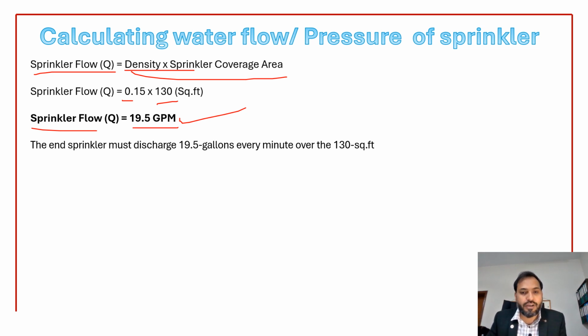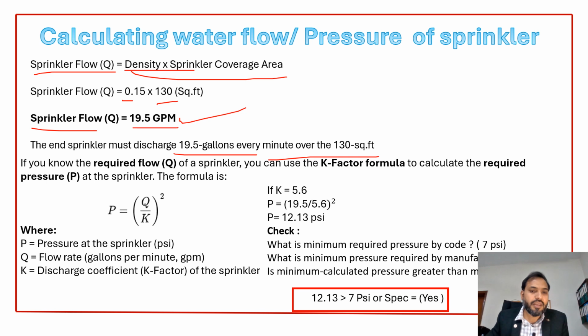Now we have to find the pressure also. So what is the meaning of 19.5 GPM? It means the end sprinkler must discharge 19.5 gallons every minute over the 130 square feet area. If you know the required flow, like we know this is the required flow of a sprinkler, you can use the K factor formula to calculate the required pressure P at the sprinkler.